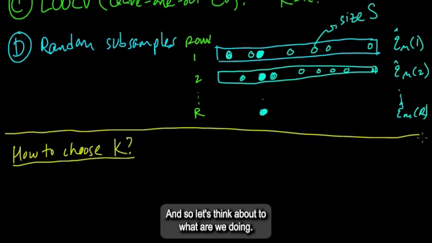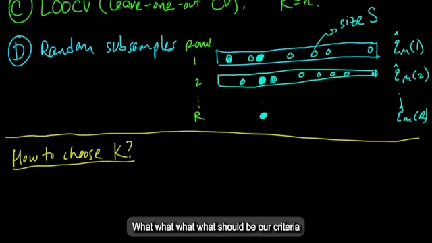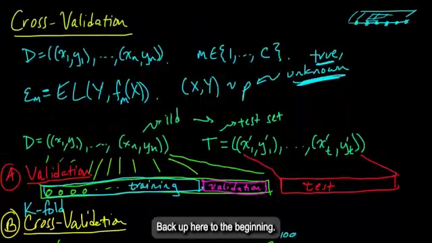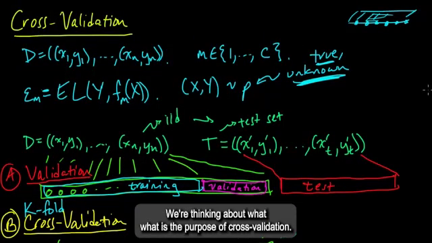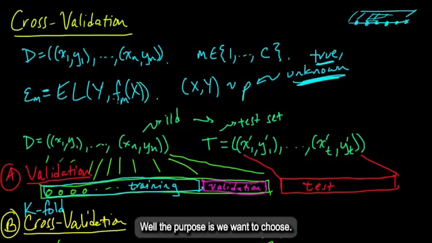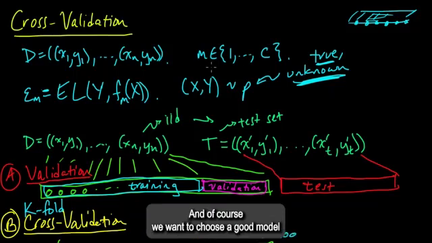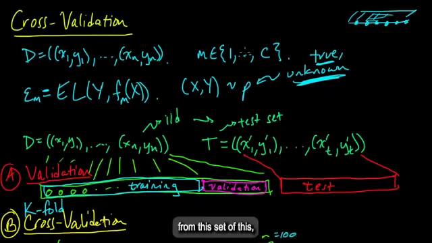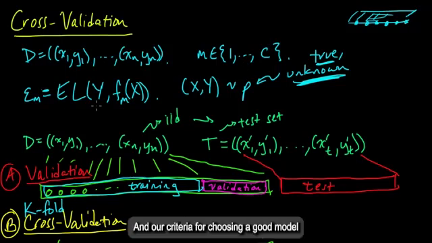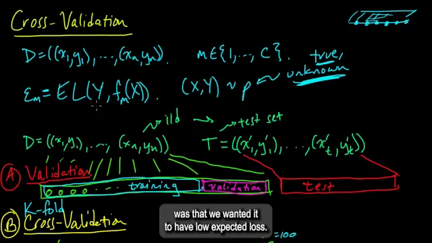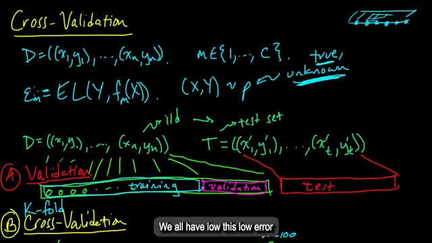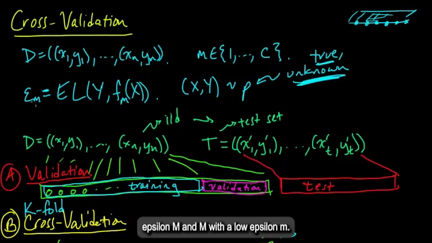And so let's think about what we are doing. What should be our criteria for choosing k? Well, let's go back up to the beginning. What is the purpose of cross-validation? The purpose is we want to choose a good model from this finite class of models. And our criteria for choosing a good model was that we wanted it to have low expected loss, a low error epsilon m.